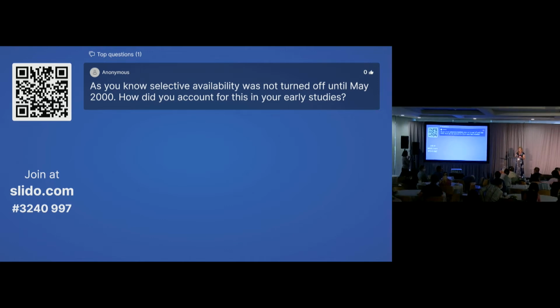But let's start off with, as you know, selective availability was not turned off until May 2000. How do you account for this in your early studies? Well, as you probably know, back in the very first days, they didn't even have it on. There was no selective availability. Selective availability really isn't our problem. It's the other thing which is still going on, and for some reason I can't think of it. There are two things they do, and one of them is still going on, but the receivers take advantage of it.